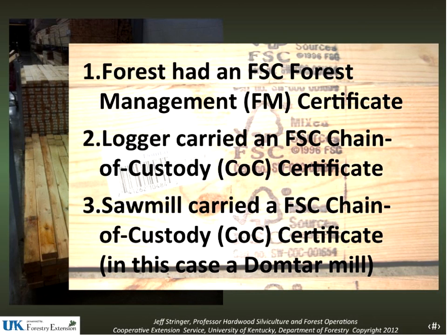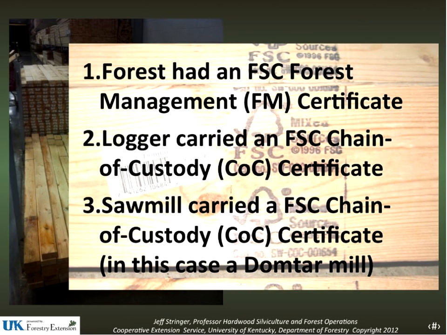And in this case, as you can see on the sticker, there was a Domtar mill. So Domtar as a company, at the time they owned the facilities that produced this 2x4, had taken the time to get that mill certified, in this case under FSC. And they did that because they believed it had market benefits for them.